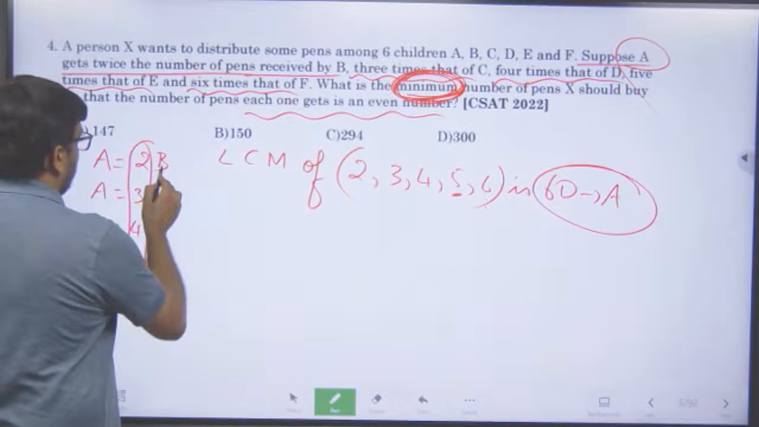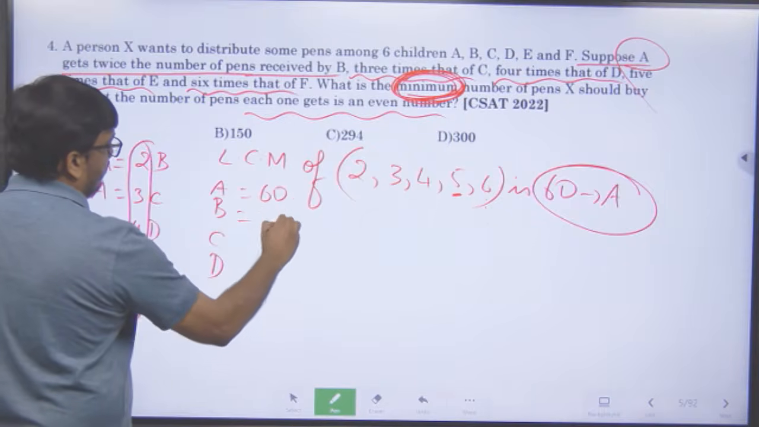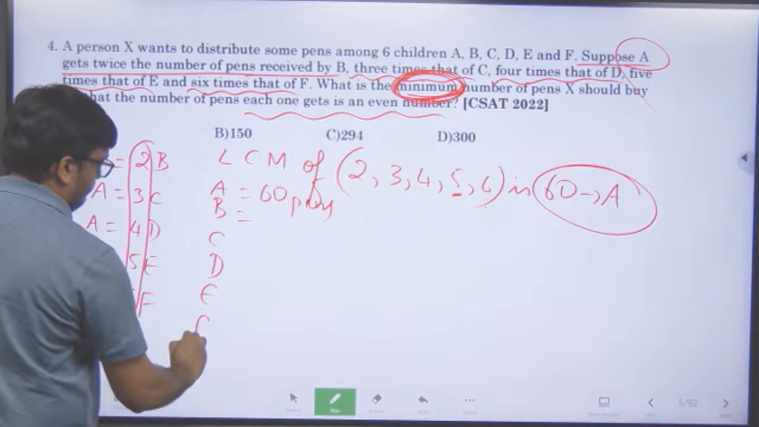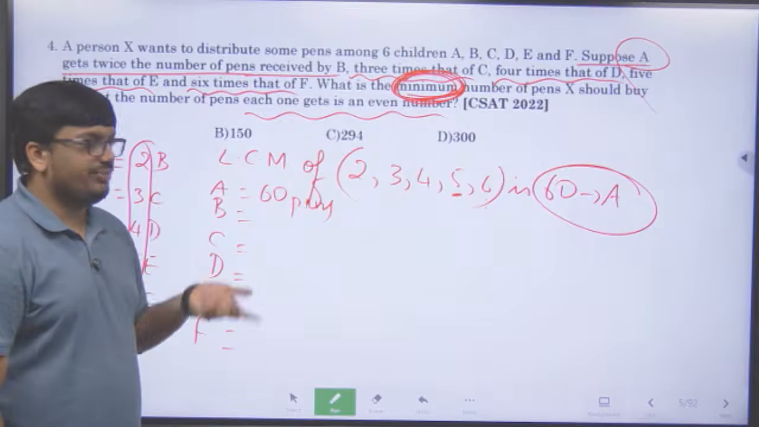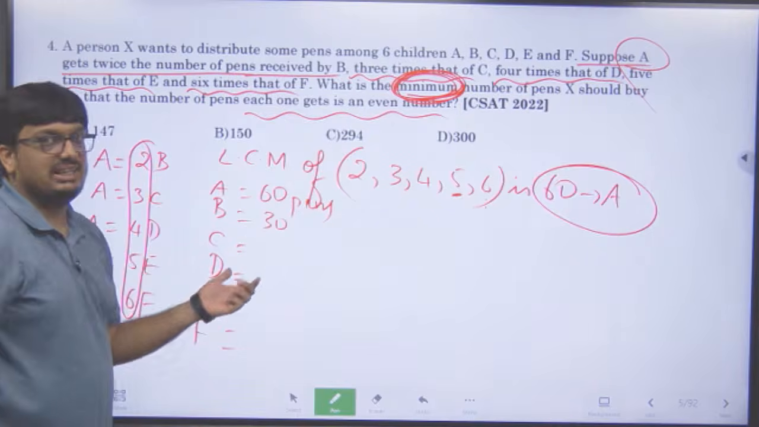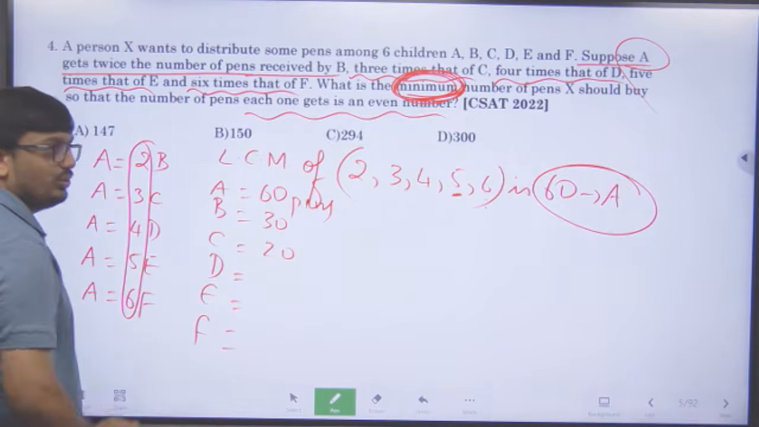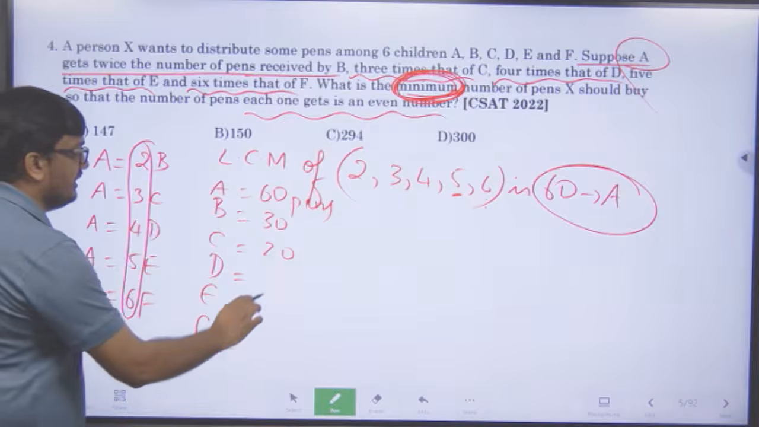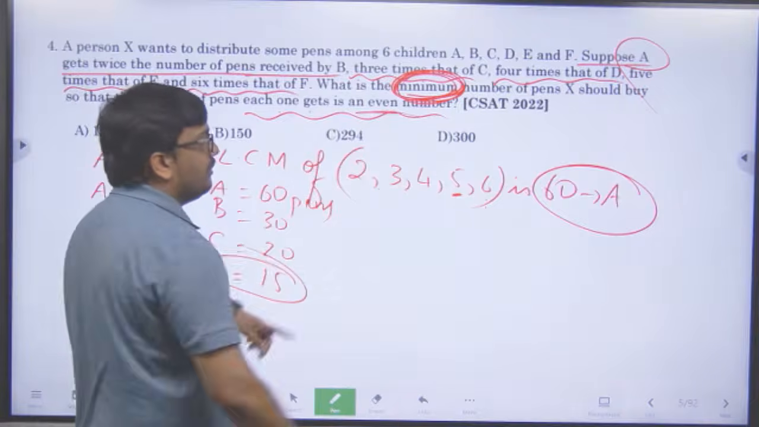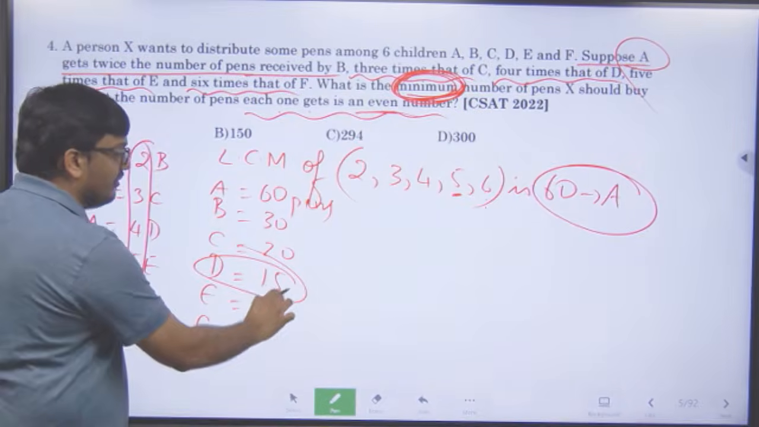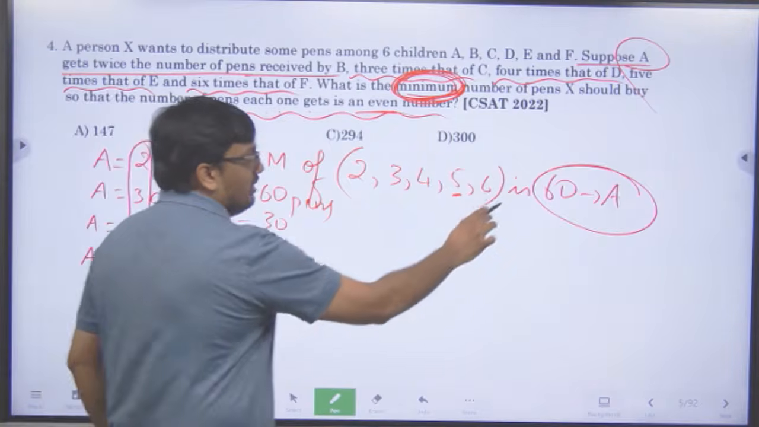A will get 60 pens. Then B, C. A is equal to 2B, so B is half of A. Half of 60 is 30 pens. C is 1/3 of A. That is 60 by 3, 20. D is 1/4 of A. That is 1/4 of 60, which is 15. Now listen carefully. Each one should get an even number of pens. But D is getting 15, and 15 is odd. If you are getting 15, then the LCM is not 60.